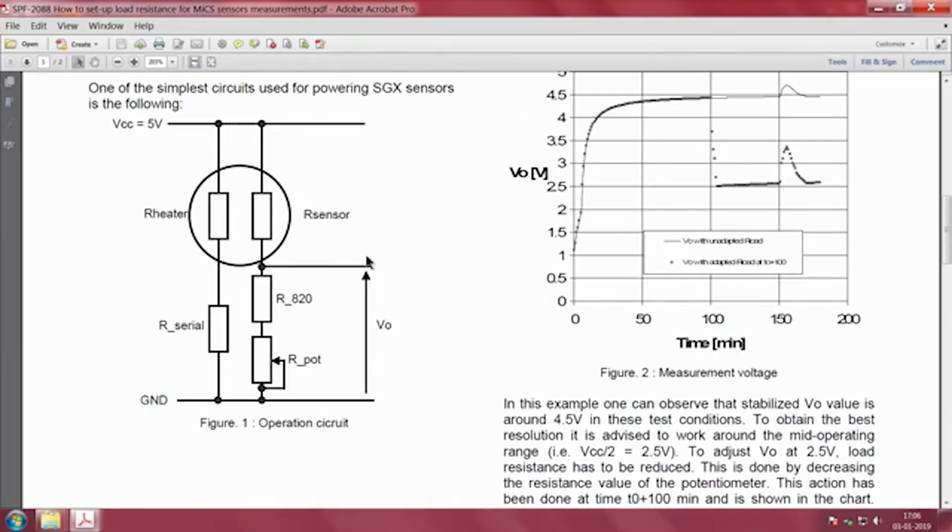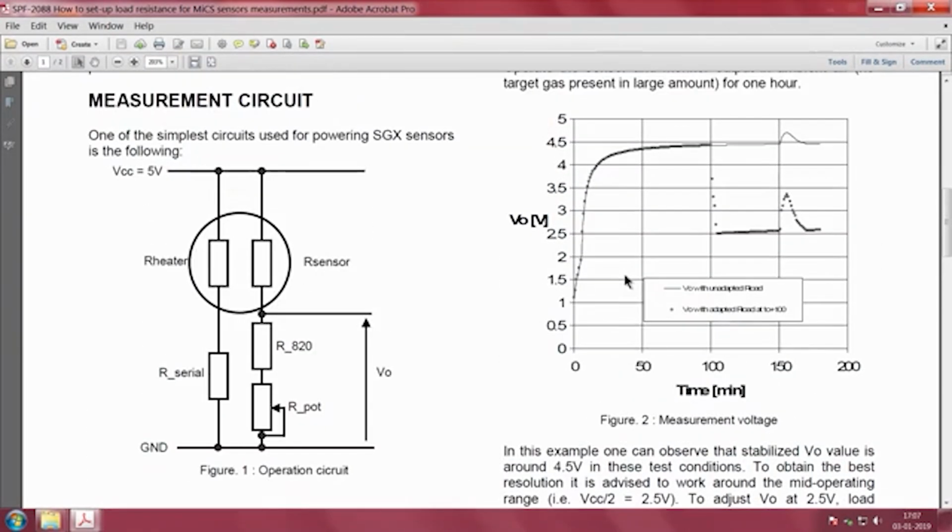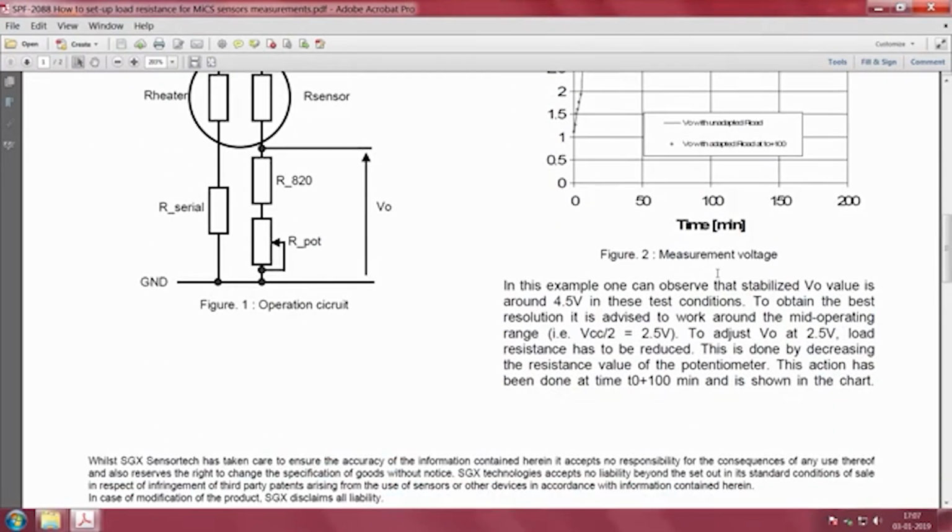So this paper is talking about how to do that adjustment, and how do you ensure that the values you choose are essentially meeting this requirement. You can see in this example one can observe that the stabilized VO value is around 4.5 volt in these test conditions. This is exactly what they have done. This is what has been stabilized under test conditions, measurement voltage.